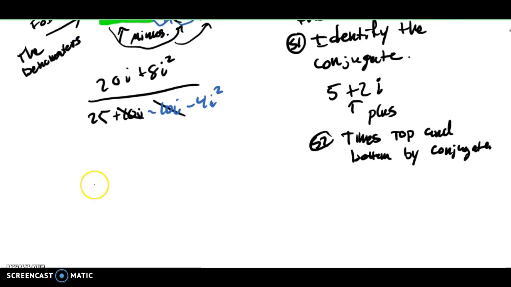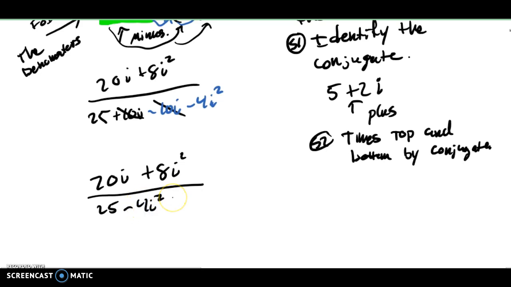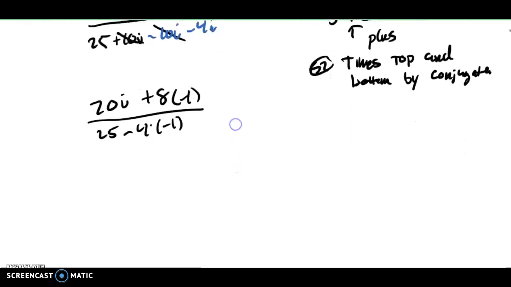So what's left is 20i plus 8i squared over 25 plus minus 4i squared. And then we're going to take our i squareds and put negative 1s in. So that's going to give us 20i minus 8 over, it's a positive, so 29. Negative times negative is positive.